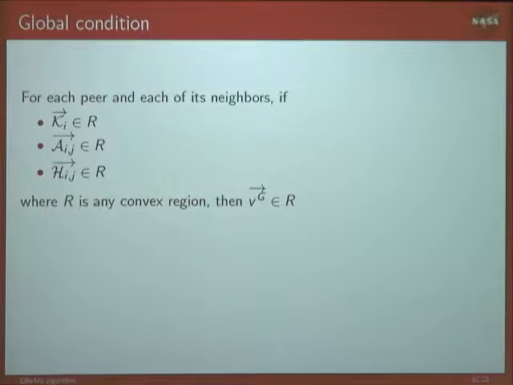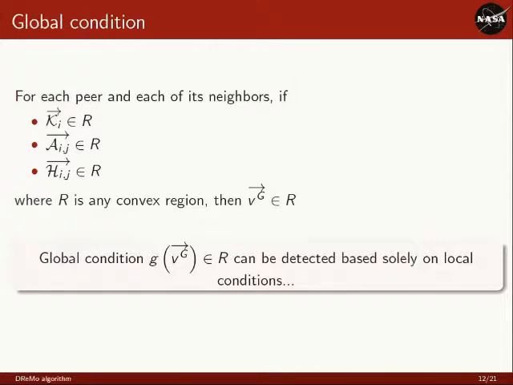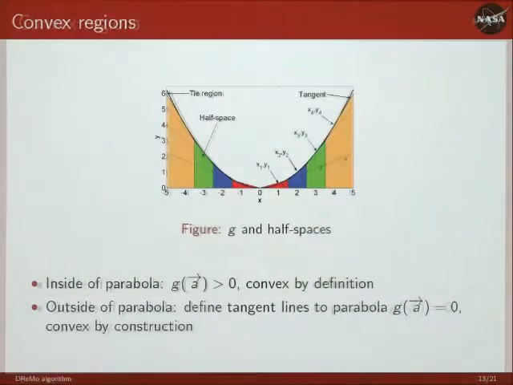And it's pretty easy to show this, because all you do is you pick any two random pairs and then you let them exchange all of their data, and you can mathematically show that just by applying the convex rule, it always remains in the convex region. So you can now define this global condition and detect it based only on the local conditions. That's what we are trying to do.